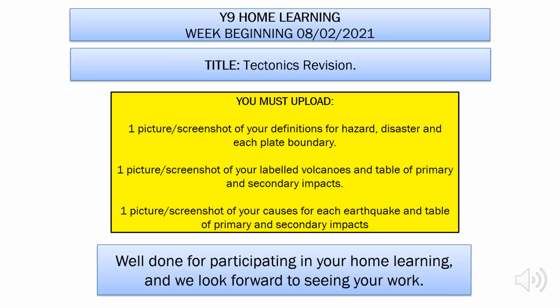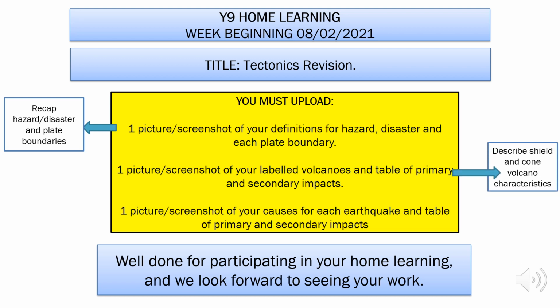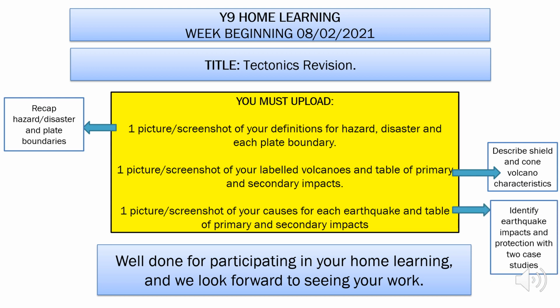Finally then, a recap of what you have to upload for each part of your learning journey. The first part of your learning journey, you will upload a picture or a screenshot of your definition for each of the keywords. For the second part of the learning journey, you will upload a picture of your features for each volcano, along with a completed table of primary and secondary impacts. For the last part of your learning journey, you will need to upload a picture of your causes for each earthquake and the completed table of primary and secondary impacts.